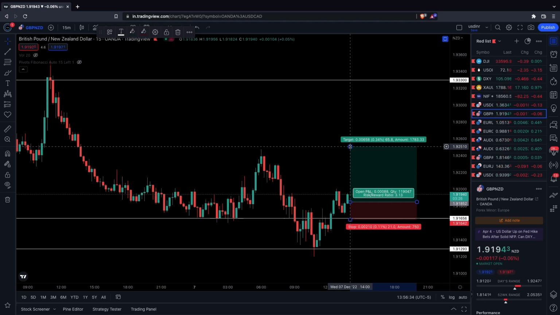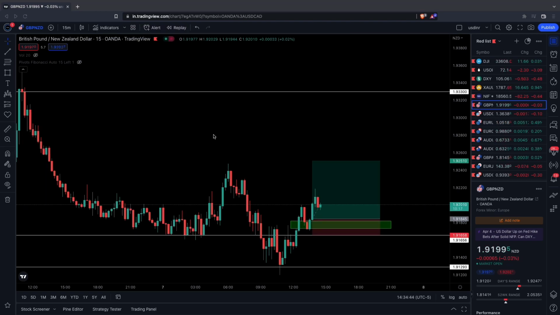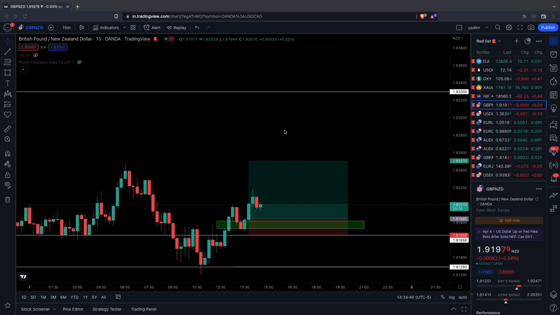It's not always going to hit your targets, but whenever it hits your targets, those targets need to be huge, and whenever it hits your stop loss, the stop losses have to be small. So yeah. Okay, so another quick update on the trade.